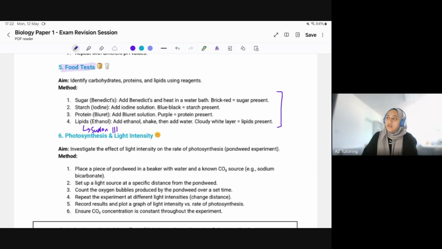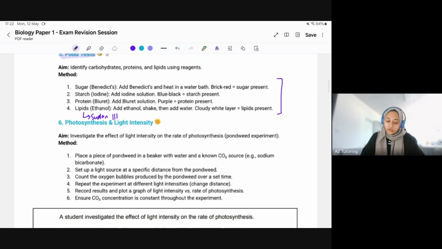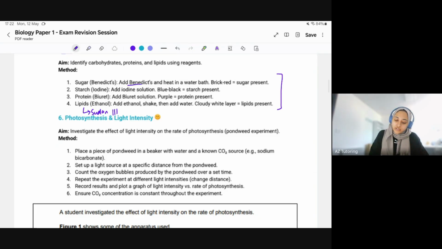You might be given an exam question where it gives you a table and it's told you results of that food test. You have to figure out what food is present depending on the color. So make sure you've memorized all the colors and what reagent is used for each of these as well.